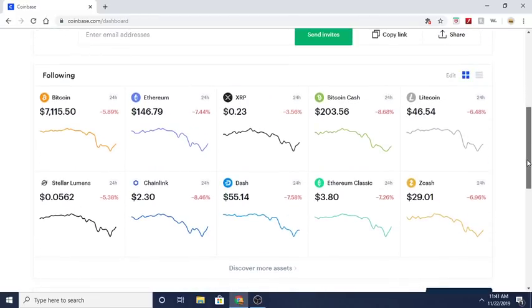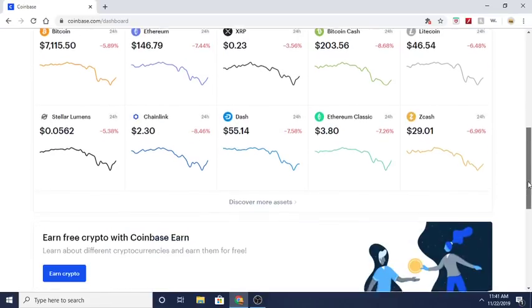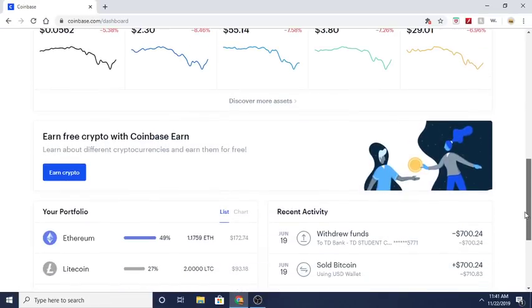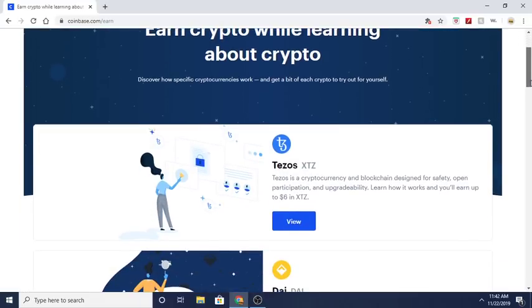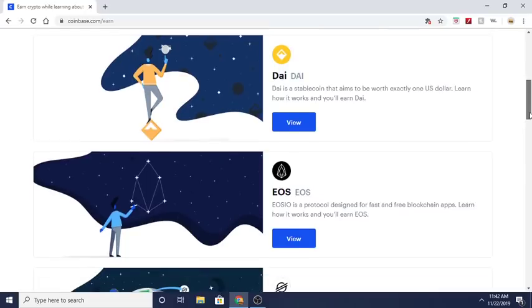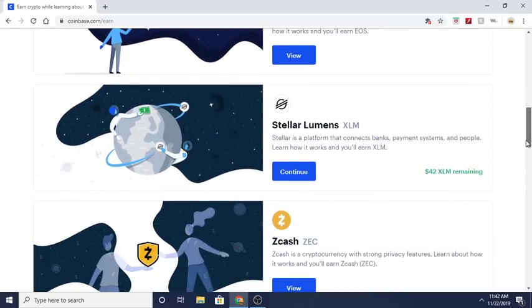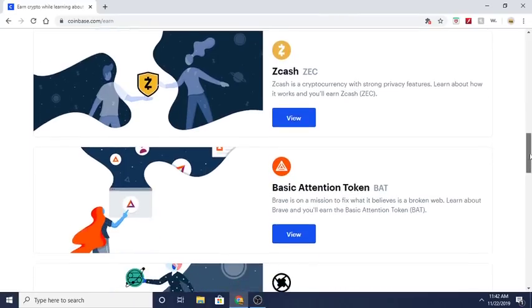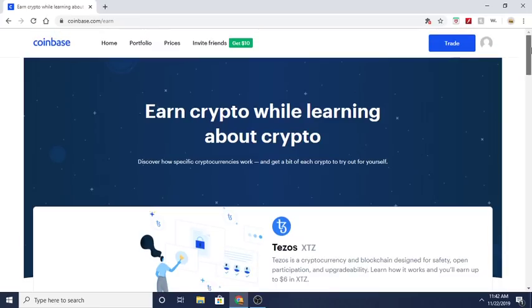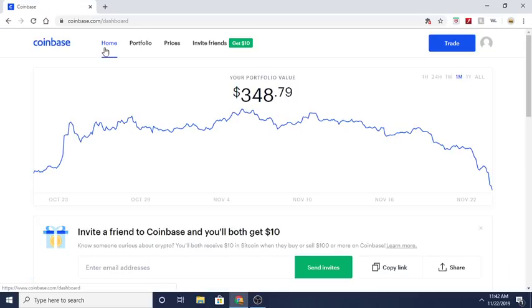Do you remember the start button I pressed earlier? Coinbase also added something new. You can also learn. They pay you for learning about it. You press on it, and you will learn about this, you will learn about that. So far I'm starting to learn about this one. I have 42 Stellar remaining. Zcash, I need to learn about that too. You can also get paid for learning about these coins, and then you go back home.